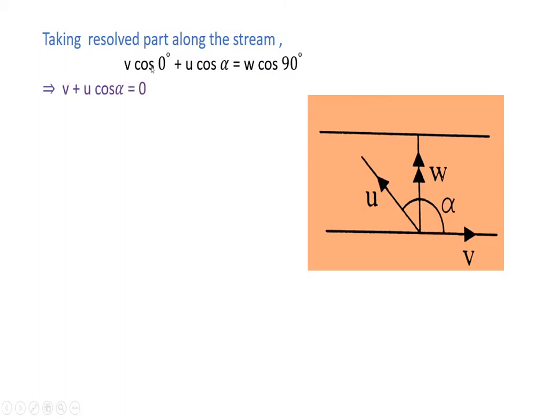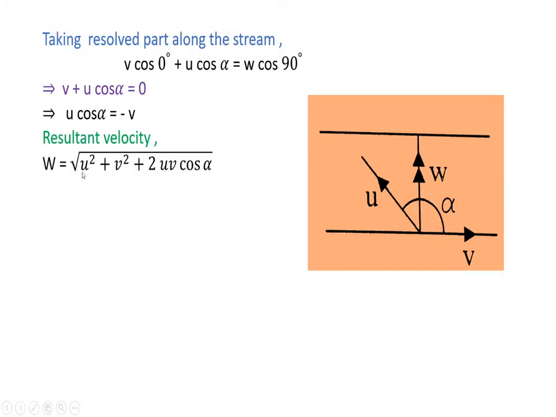But you know cos 0 degree equals 1, so v cos 0 degree equals v. u cos alpha remains unchanged. And w cos 90 degree equals 0, because cos 90 degree equals 0. So here we get u cos alpha equal to minus v.